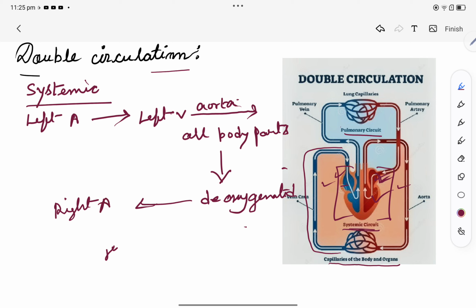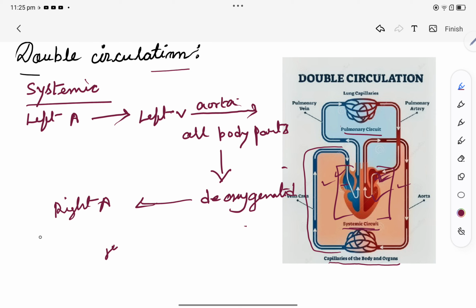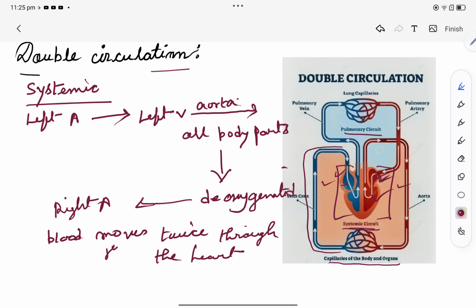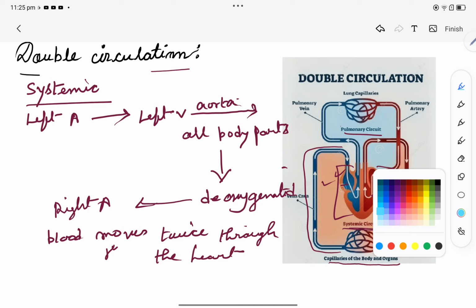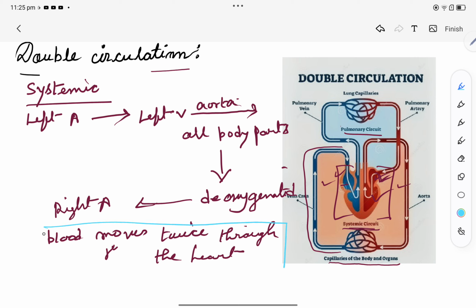Right. Now this is double circulation, since blood moves twice through the heart, right? Blood moves twice through the heart. That is why it is called double circulation. Fine. That is why it is called double circulation.